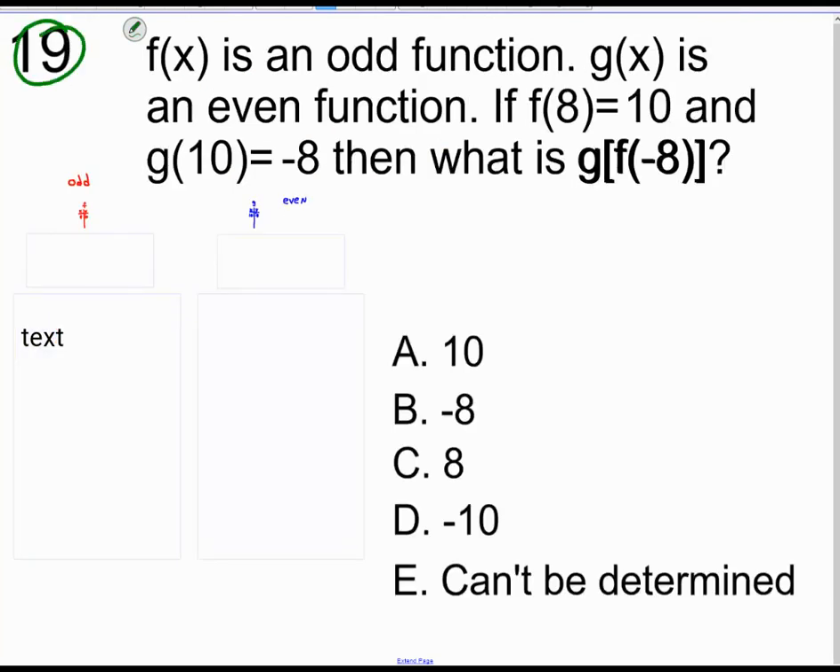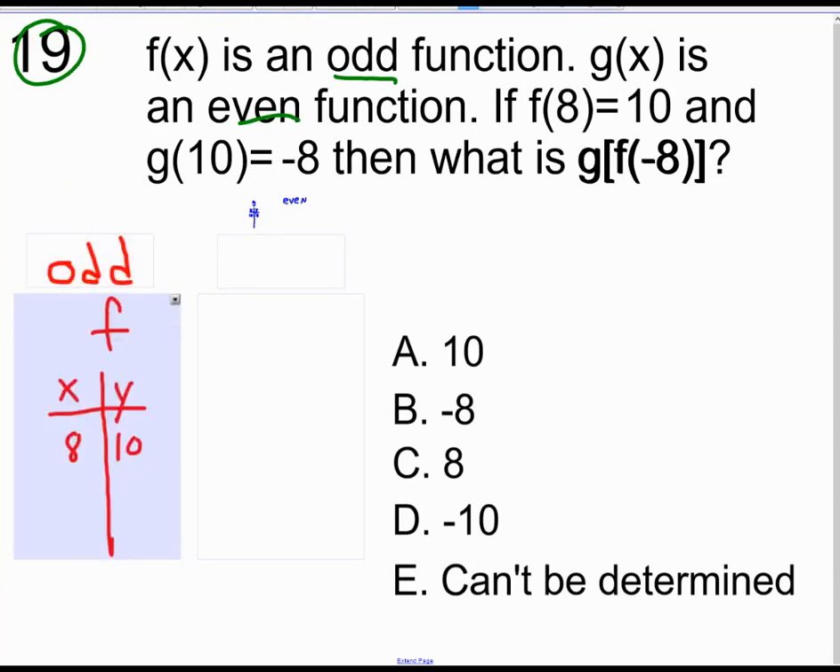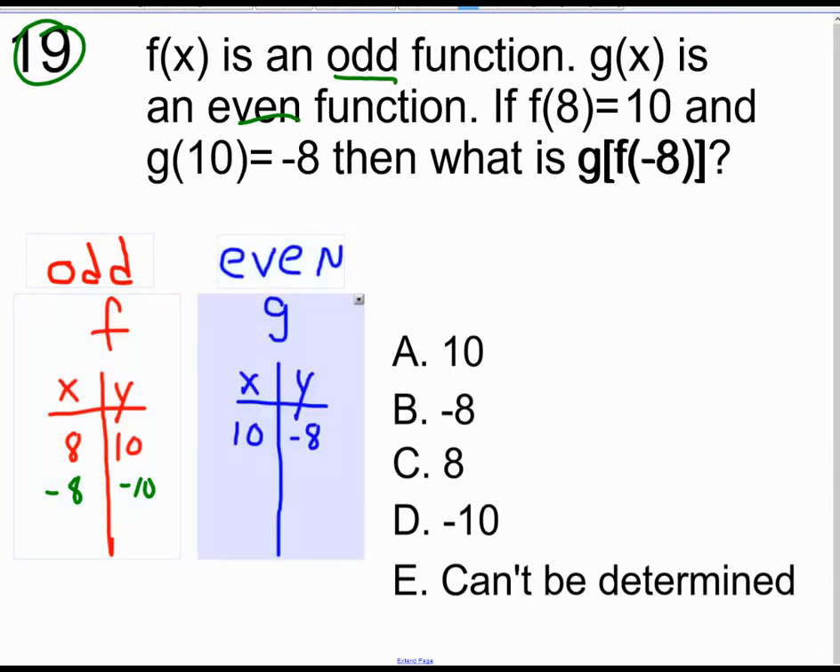Number 19, let's do a composite function. We have an odd and an even function. Let's do the odd one. Let's do its table. And it is function f. We should know that negative 8 would map to negative 10 because it's odd. Let's do the even function g. We should know that negative 10 maps to negative 8 because it's even.